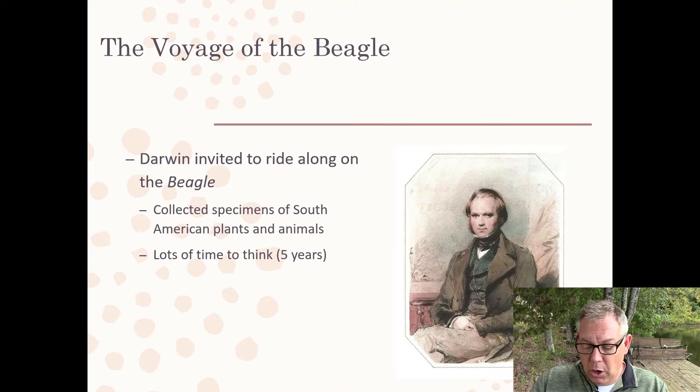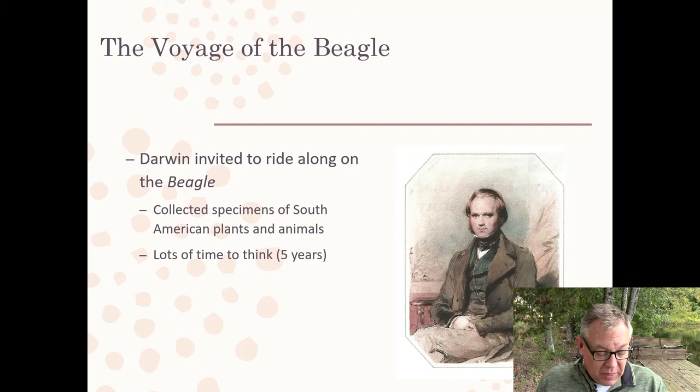And so as he did, he was very into naturalism. He was very into collecting. You know, he was supposed to be a clergyman, and he didn't like that. And then he's supposed to go to med school, and he didn't like that. But he really dug being a naturalist and studying nature and collecting specimens. And so as he went around the world on the Beagle, he visited lots of places, collected lots of specimens. And he read a lot of books and had a lot of time to think. And so this is kind of how these ideas developed.